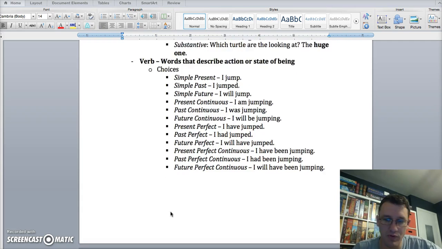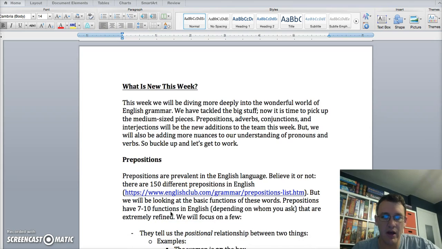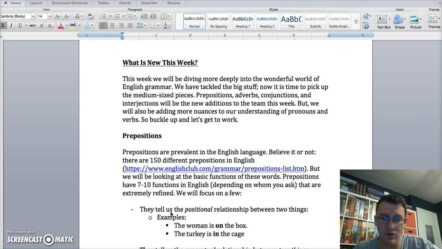But we are going to move on this week to more nuanced things. So I'm just going to go through this as quickly as I can to give you a primer as to what you will be looking at so you know what to look for. And the first place we are going to start with is prepositions.